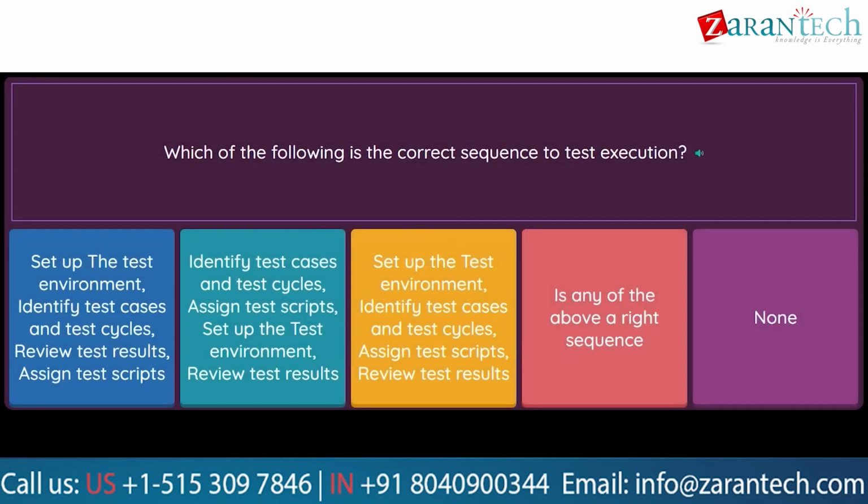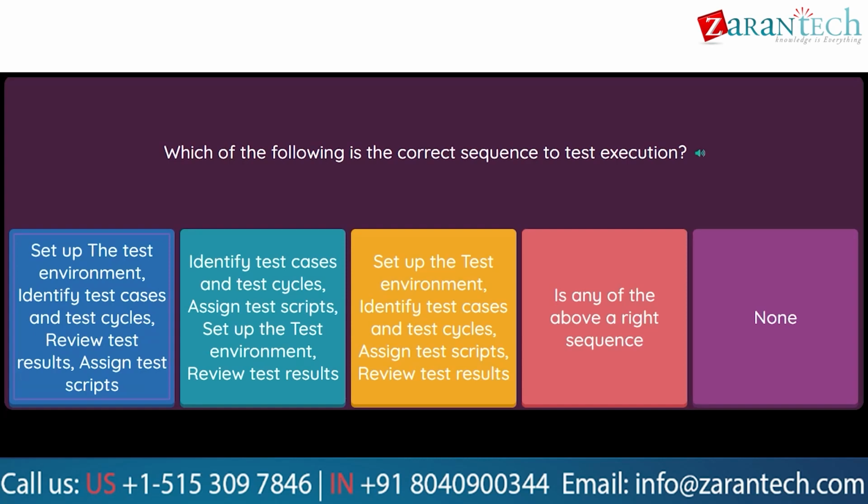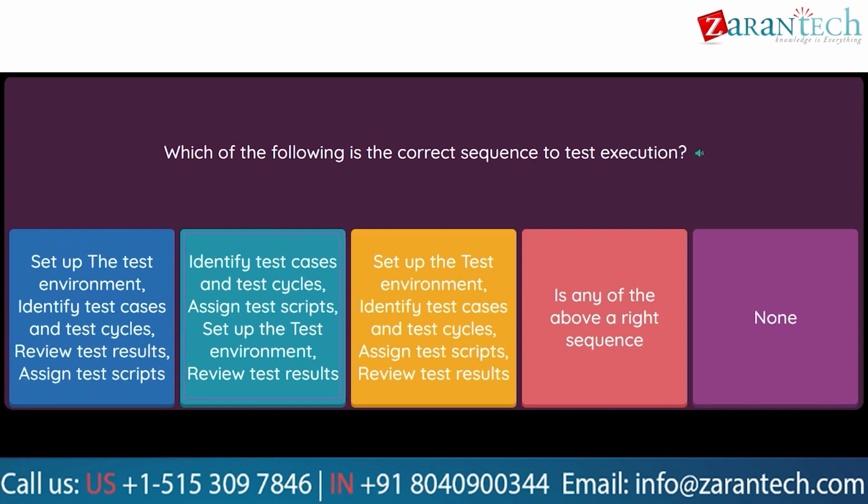Question: Which of the following is the correct sequence to test execution? Option 1, set up the test environment, identify test cases and test cycles, review test results, assign test scripts. Option 2, identify test cases and test cycles, assign test scripts, set up the test environment, review test results. Option 3, set up the test environment, identify test cases and test cycles, assign test scripts, review test results. Option 4, any of the above is a right sequence. Option 5, none.